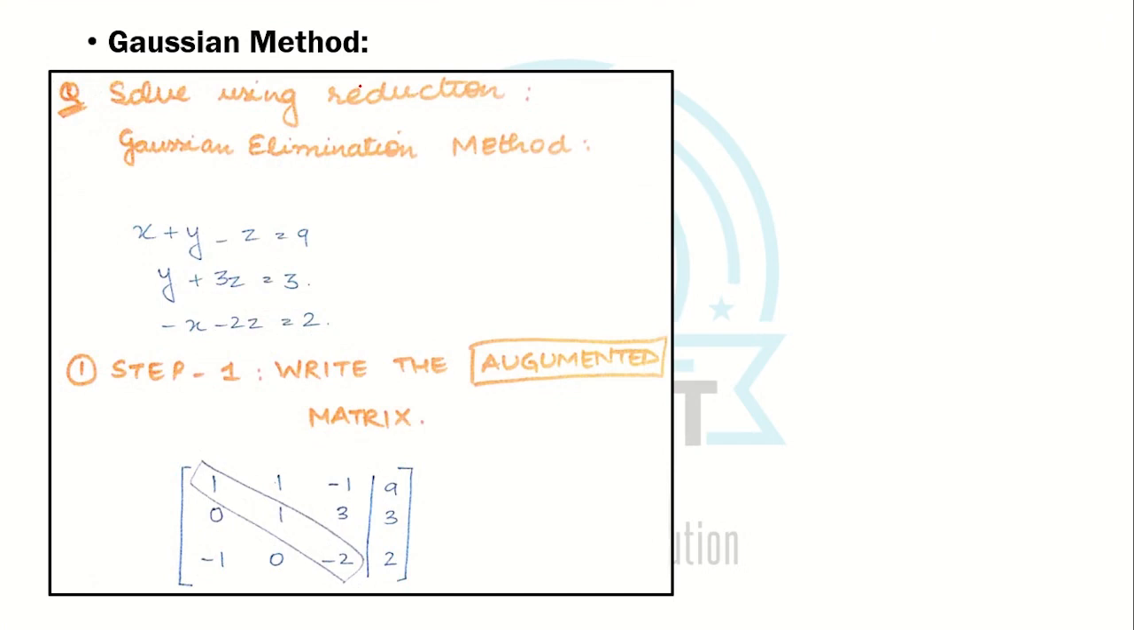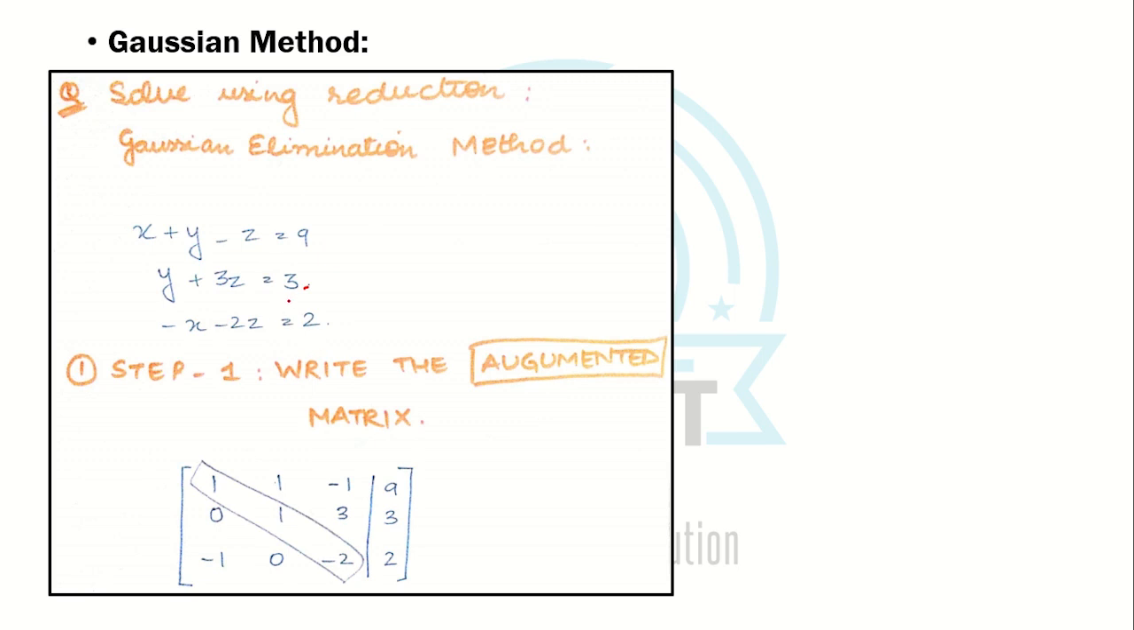So you have the following: solve using reduction or the Gaussian elimination method. It's also called the Gaussian substitution method. Essentially it has to be the Gaussian method. That is all you need to know. Okay, so again, you have taken a system of equations. You have three equations here: x plus y minus z is equal to 9, y plus 3z is equal to 3, and x minus 2z is equal to 2.